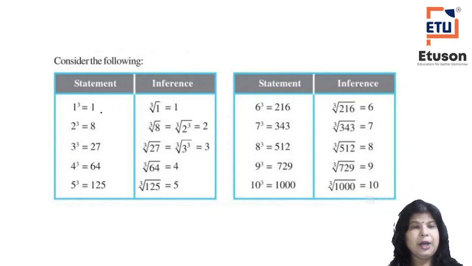So if the number ends in 1, you have 1 at its units place in the cube. If you have 2, you have 8 at its units place. If you have 3, you have 7 at its units place. If you have 4, you have 4 at its units place. If you have 5, you have 5. 6, you have 6. 7, you have 3 at its units place. 8, you have 2 at its units place of the cube. 9, you have 9 at its units place. And if it is 0, of course it is 0 at its units place.